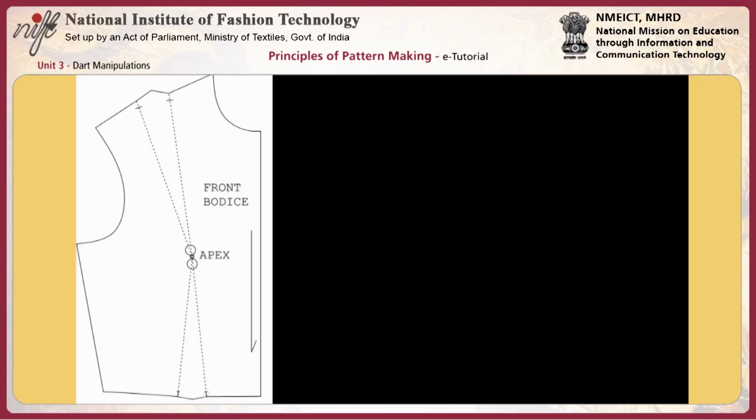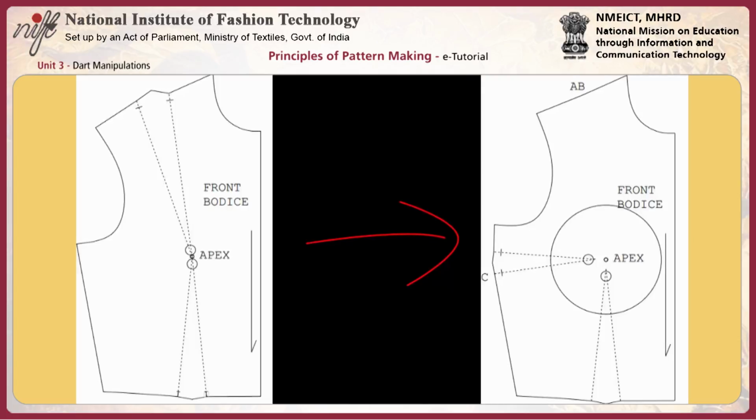Download the start pattern from the download section. As per the given instructions, relocate front shoulder dart to armhole dart using slash and spread or pivot techniques. Download the final pattern and check your pattern for correctness.